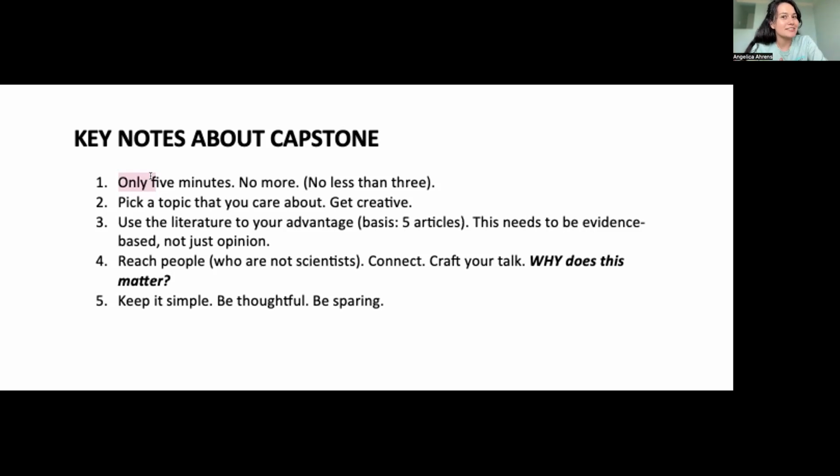And along those lines, I want you to keep it simple. Keep it simple. Be thoughtful, be sparing in your slides, in what you say. Make sure that you make the most of those 3 to 5 minutes. And that doesn't mean talking on double or triple speed. That just means making sure that what you include is absolutely necessary to your point. Okay, and that's all I have for you on the capstone.